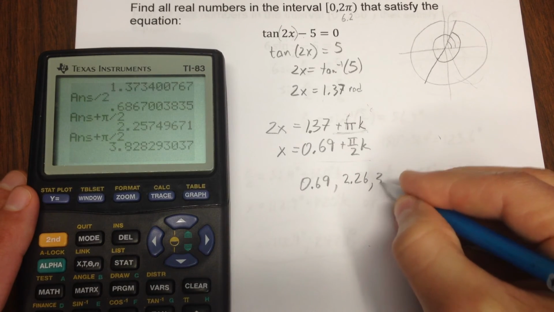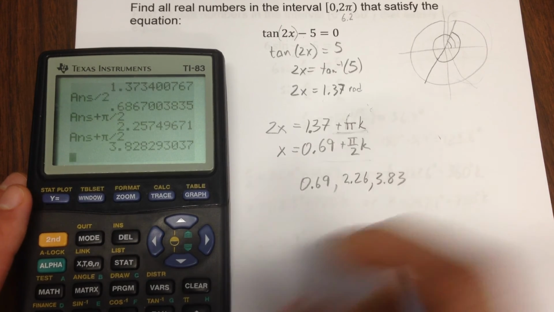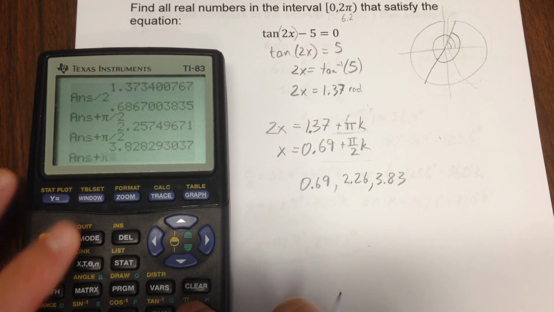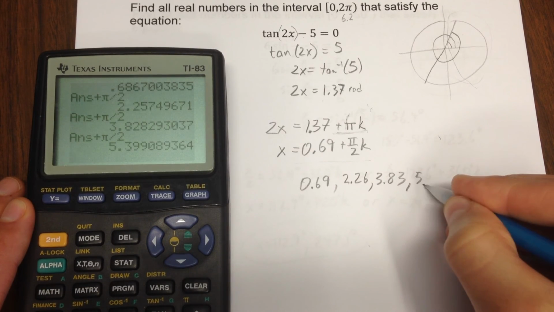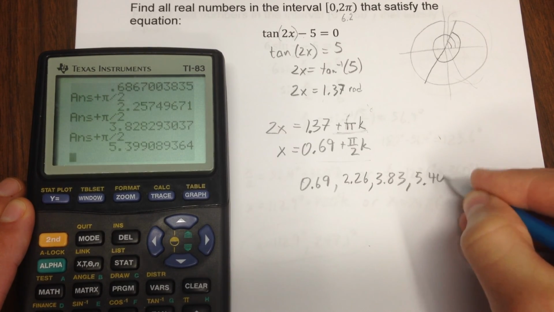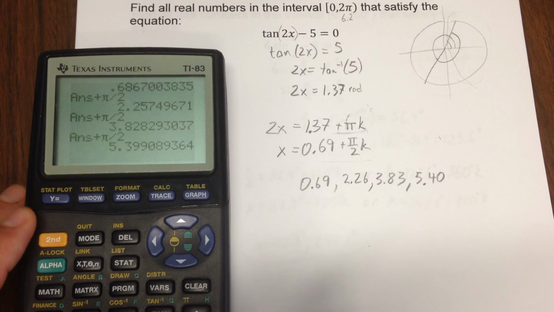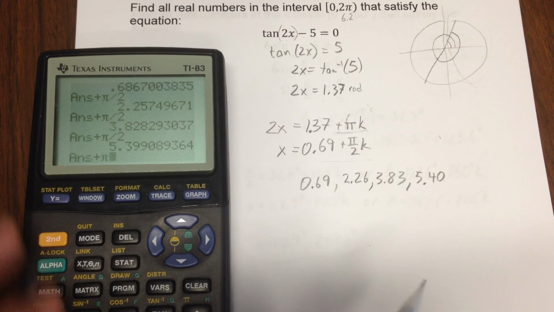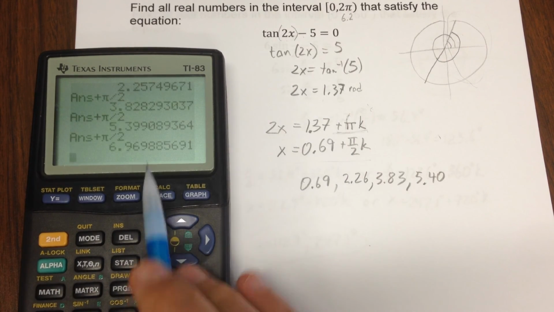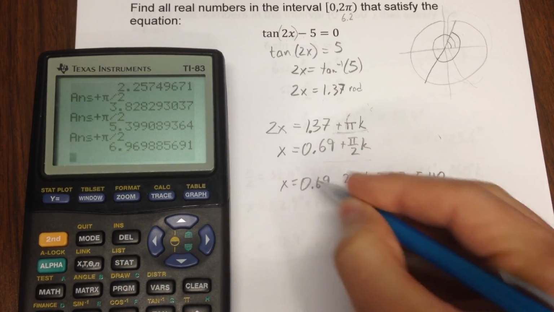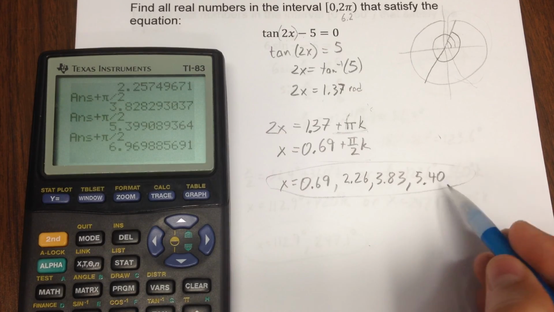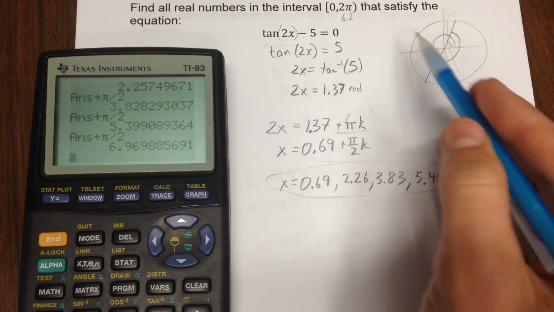Then I can add another pi over 2. That'll get me 3.83. Add another pi over 2. That gets me 5.40. I'm getting close. Let me add one more pi over 2. Notice that that gets me something bigger than 2 pi. These 4 values, however, are all values in the interval that will solve this equation.